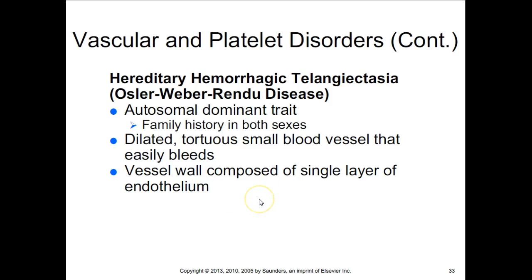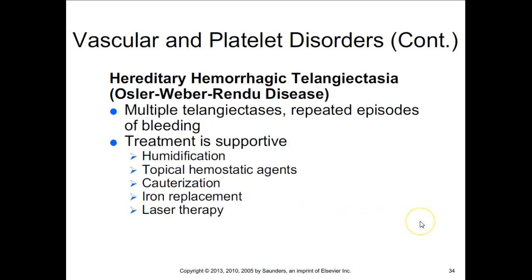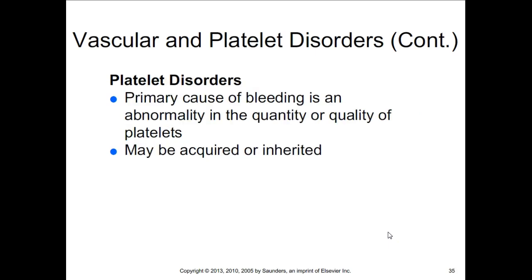The vessel wall is composed of a very thin layer of endothelium. So if there's a lot of them, they can definitely break, right? So with repeated episodes of bleeding, treatment is basically supportive. There's really not much that can be done since it is a genetic disorder: cauterization or iron replacement for excessive blood loss, maybe laser therapy, right?